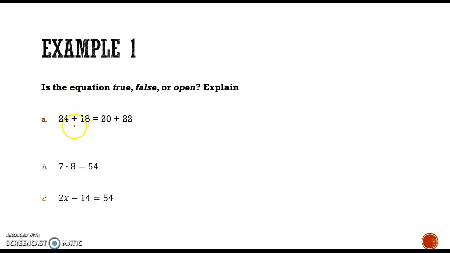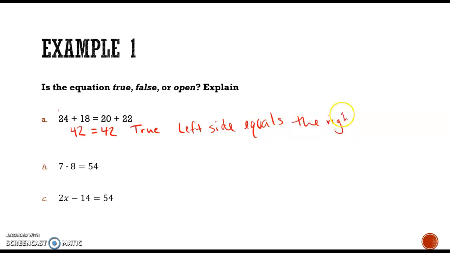Explain. Okay, so I'm going to take 24 plus 18. 8 plus 4 is 12. Carry the 1, 2, 3, 4. So we get 42 on this side. And 20 plus 22 is 42. And so this one's true. And the reasoning is because the left side equals, although that doesn't look like equals, the right. That's how we know.